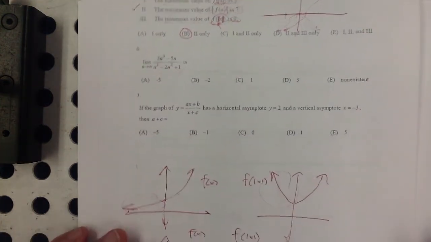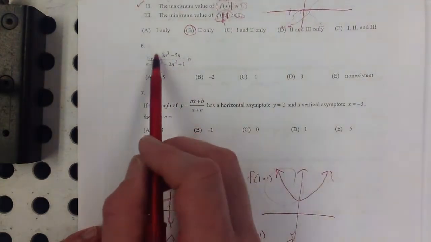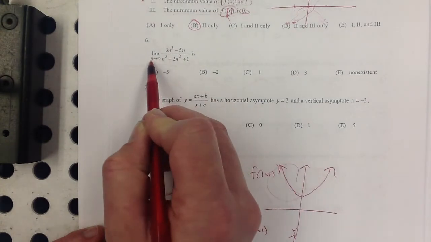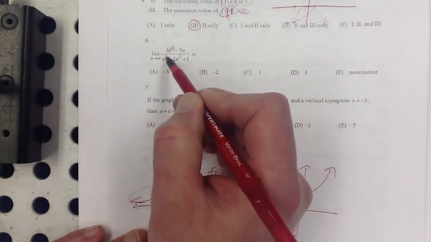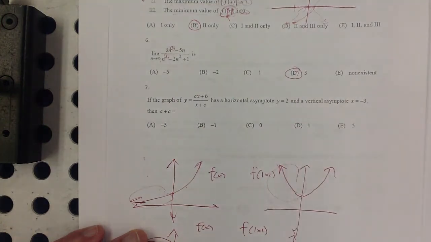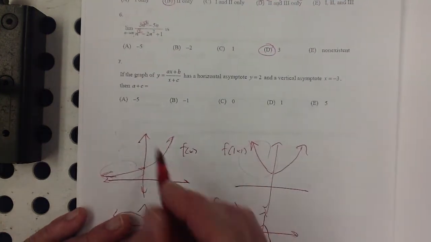That's a pretty thinky problem there. Good one. Number 6. Another one of these easy ones. As n approaches infinity, highest power, top and bottom, 3 over 1. So that's 3.